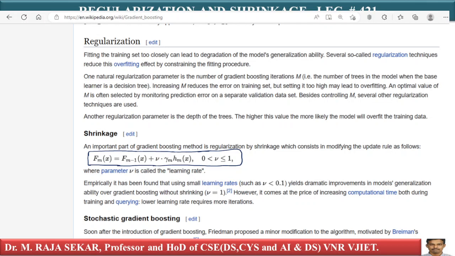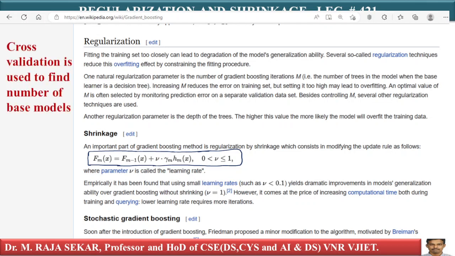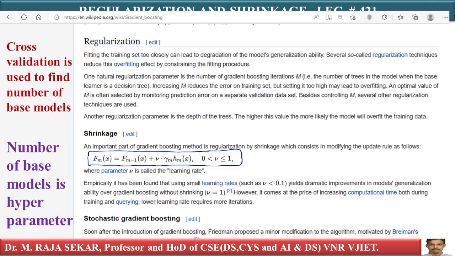How do you find the optimal number of base models? We find it using cross validation or a standard tool, because the number of base models is a hyperparameter; as the number of base models changes, my bias variance trade-off will change. It's a hyperparameter that I can evaluate using cross validation. In addition to it, there is a nice hack called shrinkage. Very nice idea in gradient boosting.